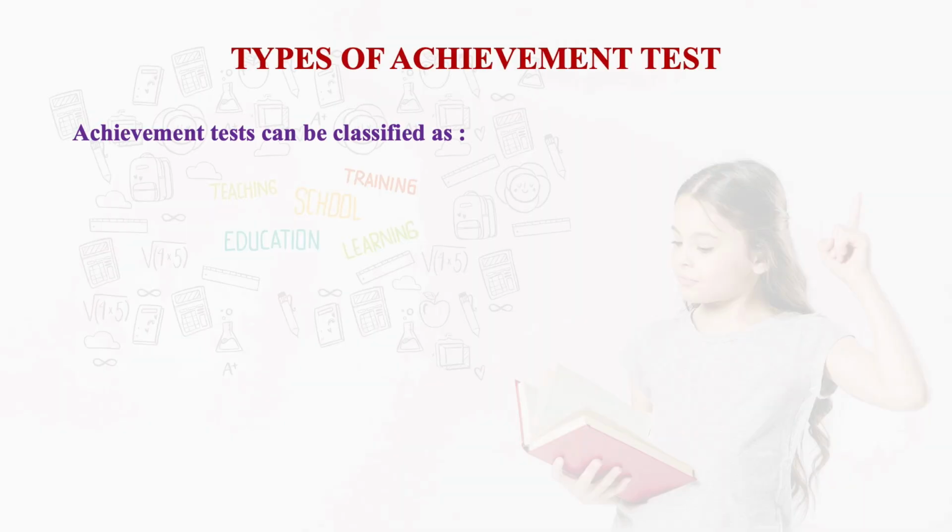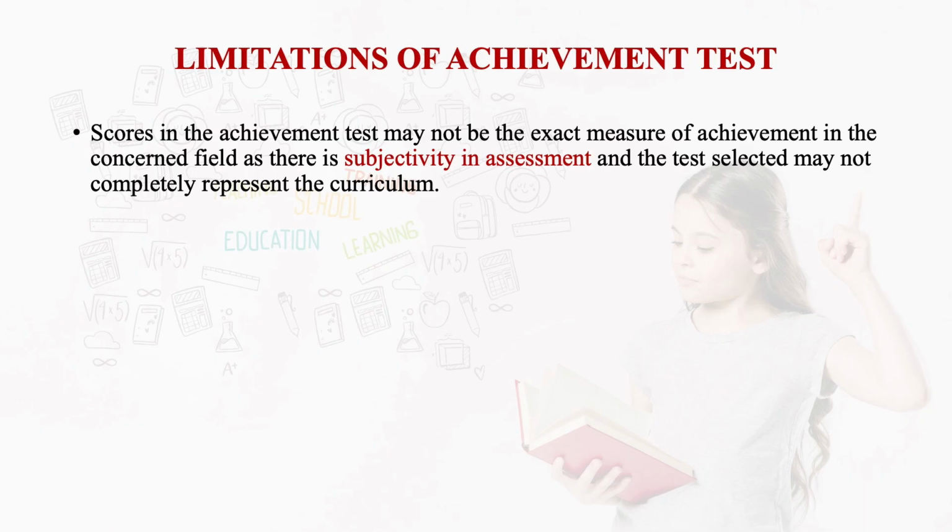And further, the other types of achievement test are teacher-made achievement tests and standardized achievement tests. I have already discussed in my earlier video lesson what a teacher-made achievement test is and what a standardized achievement test is. So far as the type of achievement test is concerned, it is of two types, teacher-made and standardized. Further, to go forward, there are certain limitations of the achievement test.